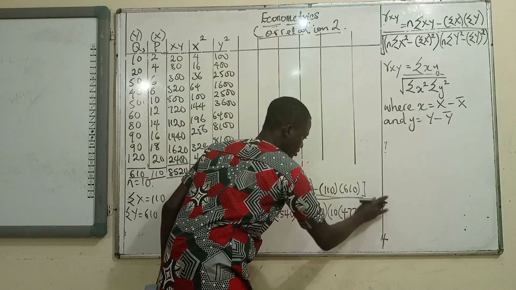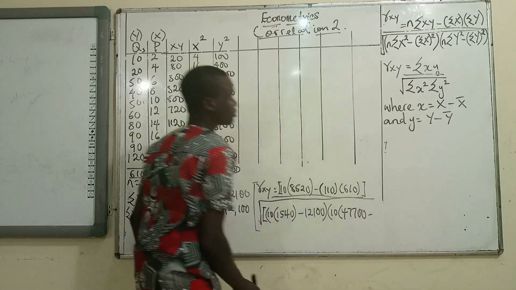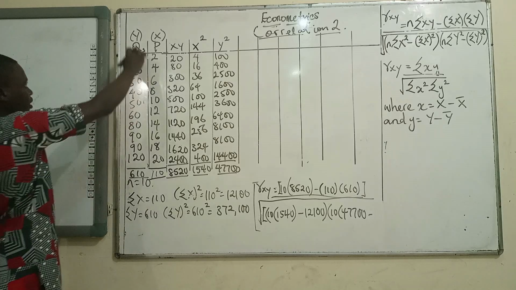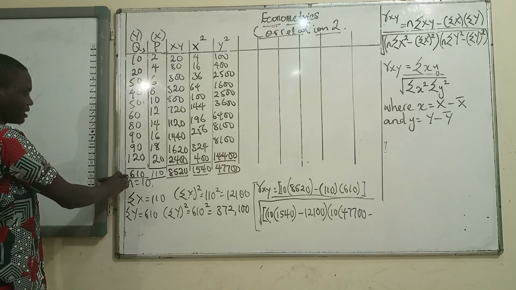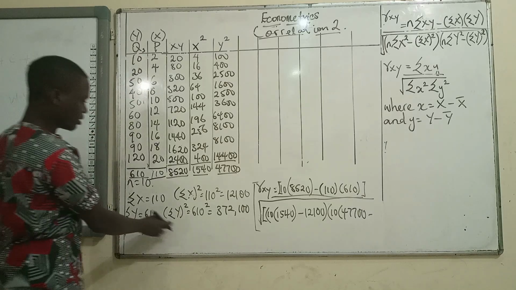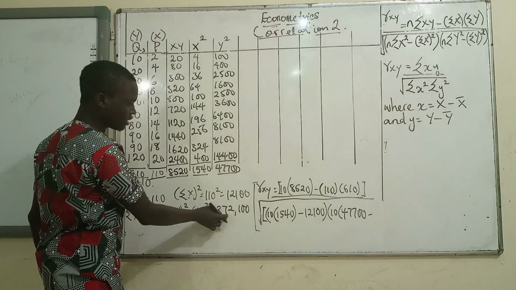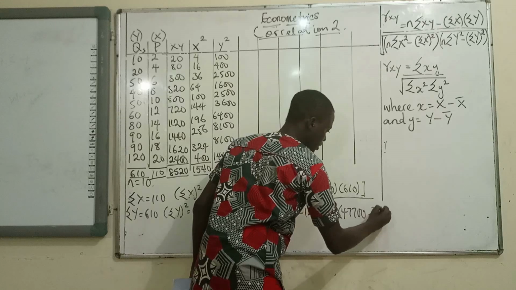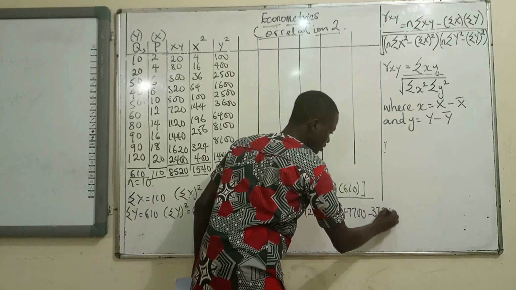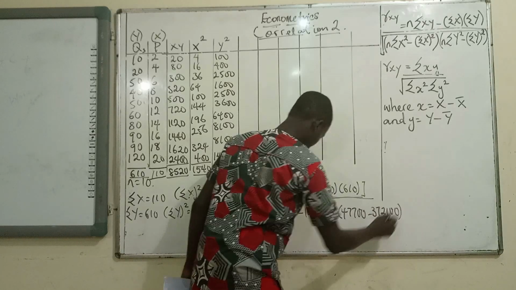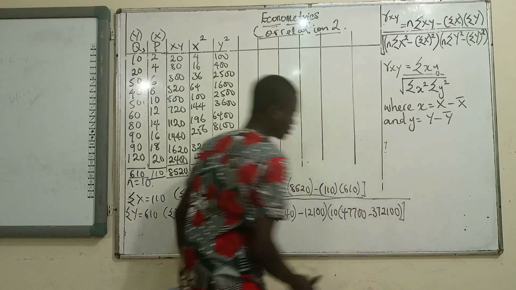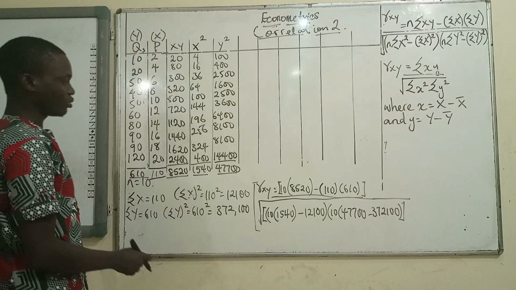47,700 minus. So let me just erase this to create space for what we want to do. Then sum of y squared. What is sum of y? So we have sum of y as 610, and by the time we square it, we have 372,100. So I can just do this, and then we close the whole thing. So remember that this square root sign is extending towards that side.